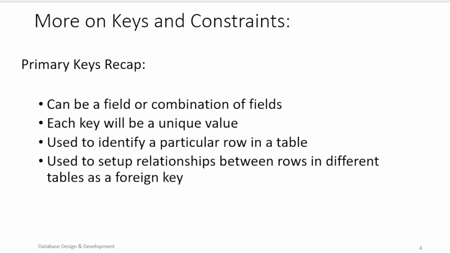So let's start with keys and constraints. Let's start over by talking about the primary key. That's one we know really well. The primary key can be a field or a combination of fields. Each key is going to give you a unique value. The primary key designates each row as unique, so the primary keys all have to be unique. They're used to identify a particular row in a table, and they're used to set up relationships between rows in different tables as a foreign key.